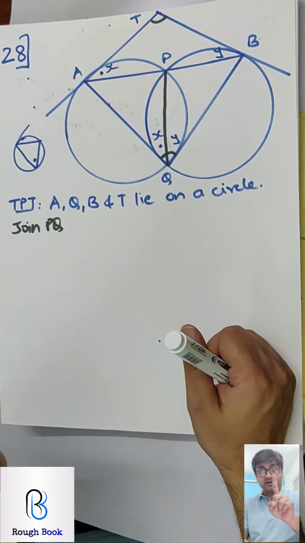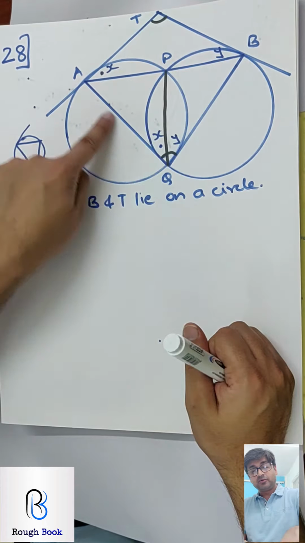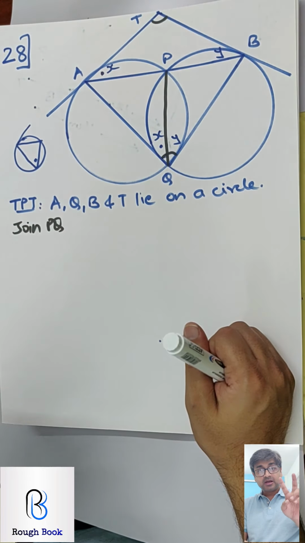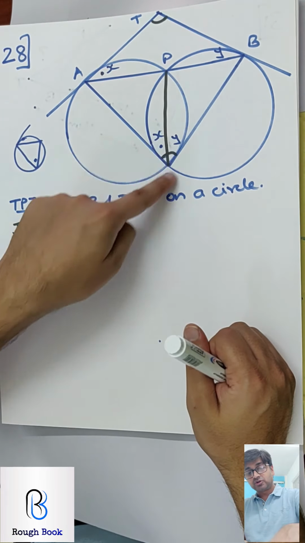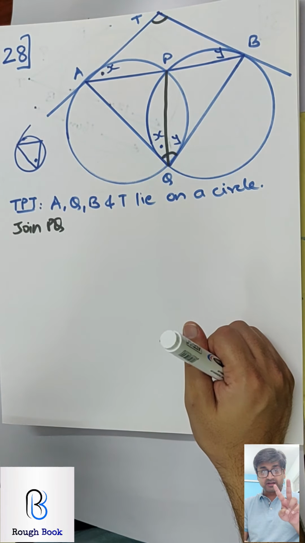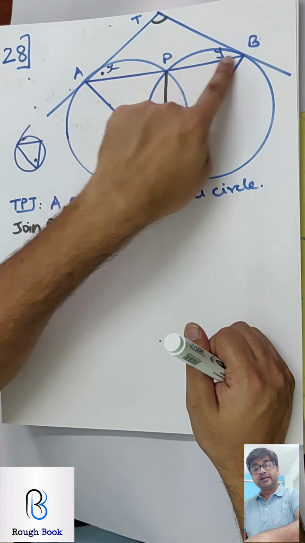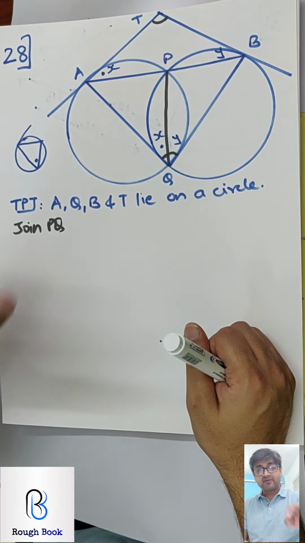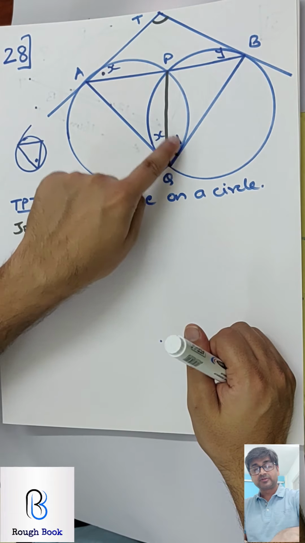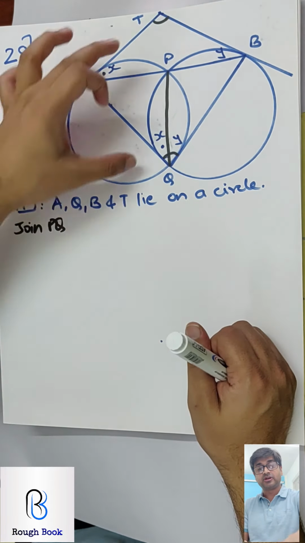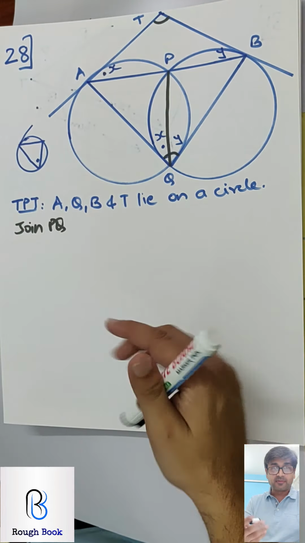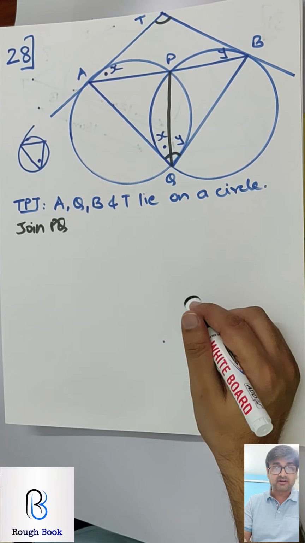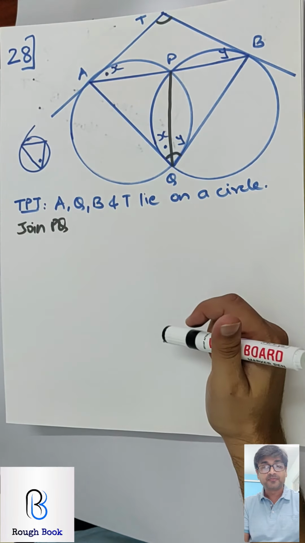So how are you going to write? Step 1. Angle TAB equals AQP. Angles in alternate segments. Second, TBA equals BQP. Angles in alternate segments. Third, in triangle TAB, this plus this is equal to 180. Step 4. Step 5, substitute these two. So this plus this is 180. And step 6, you will get opposite angles supplementary. Step 7, say therefore it is a cyclic quadrilateral. Step 8, therefore say it lies on a circle.